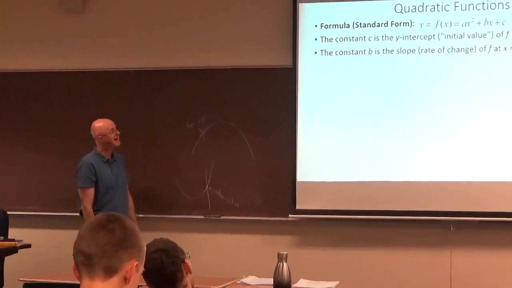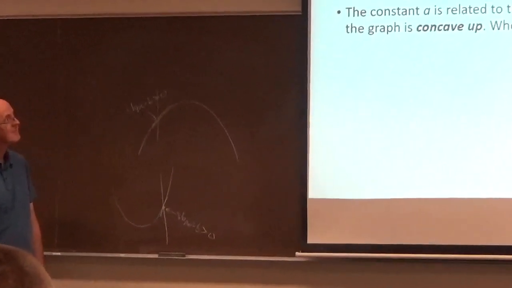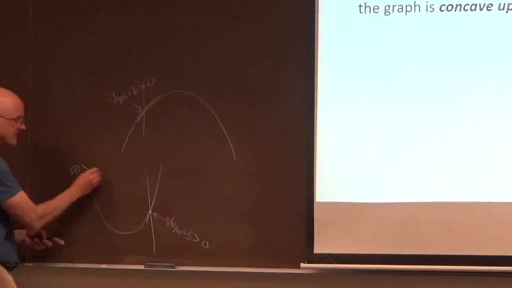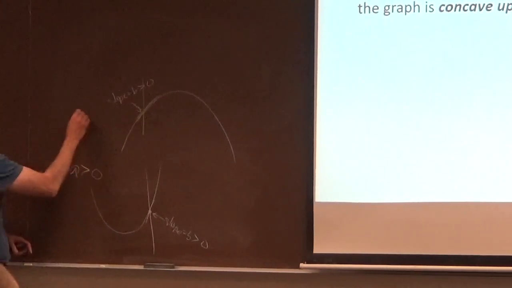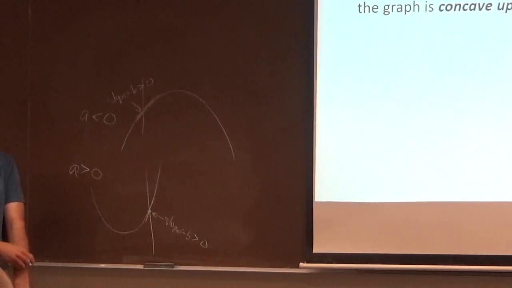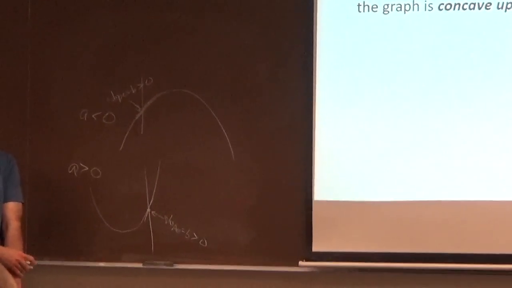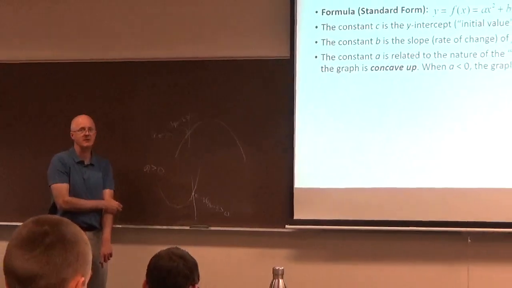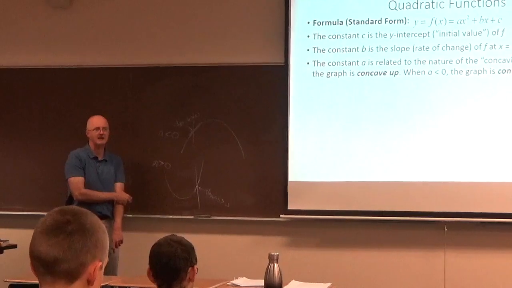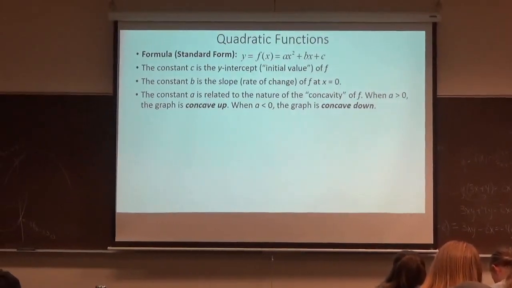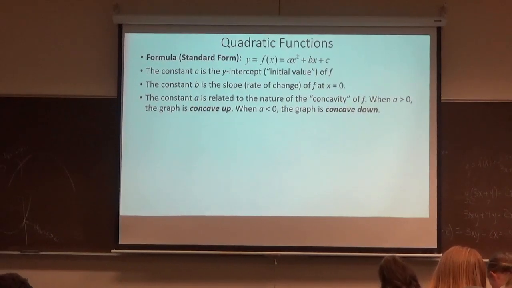a tells you about the concavity. When a is positive, the graph is concave up. It looks like a smile. This is a positive. When a is negative, the graph looks like a frown. It's concave down. Does that mean concave down graphs are bad and concave up graphs are good? No, they are neutral. Neither good nor bad. It just depends on the situation. Which one is applicable?